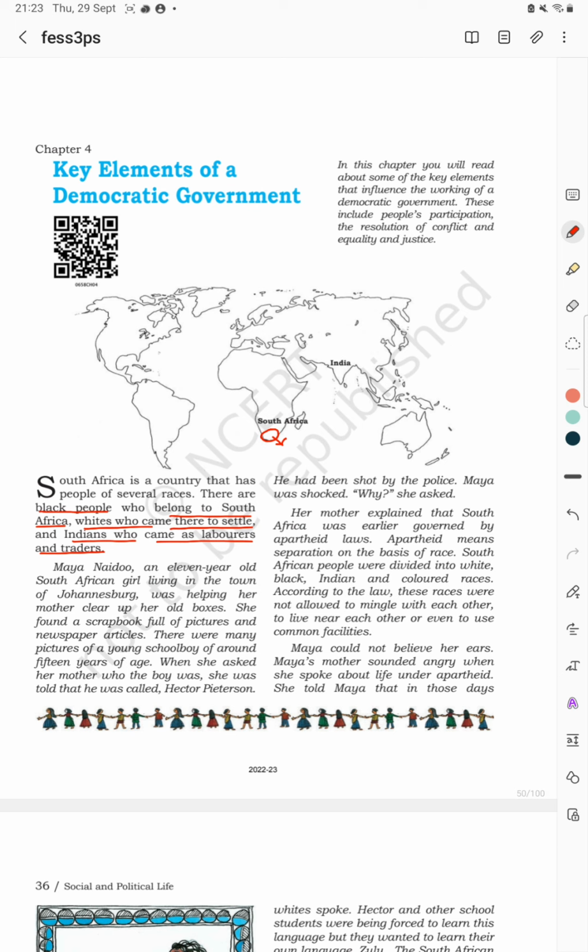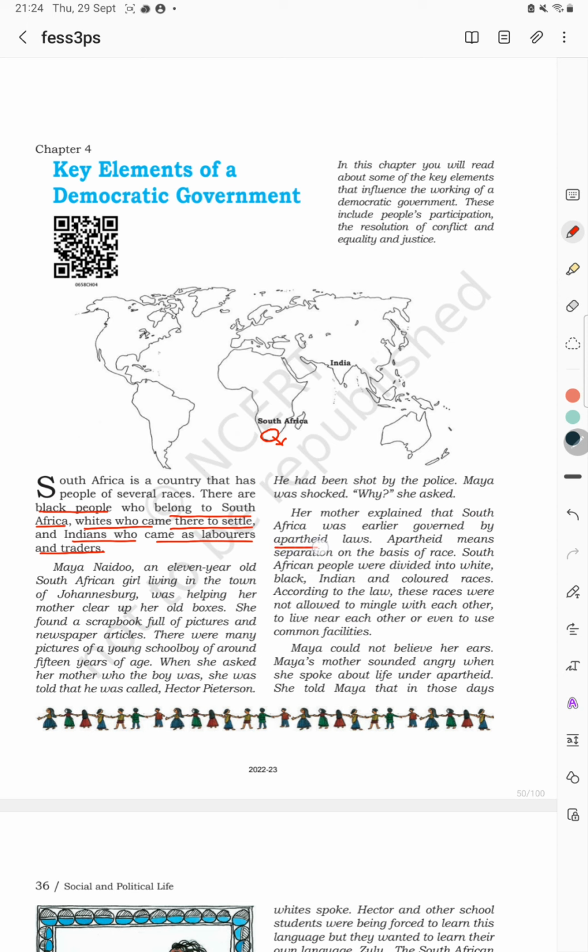Okay, so Maya Naidu, an 11-year-old South African girl living in the town of Johannesburg, was helping her mother clear up her old boxes. She found a scrapbook full of pictures and newspaper articles. There were many pictures of a young schoolboy of around 15 years of age. When she asked her mother who the boy was, she was told that he was called Hector Peterson. He had been shot by the police. Maya was shocked. Why? She asked. Her mother explained that South Africa was earlier governed by apartheid laws.